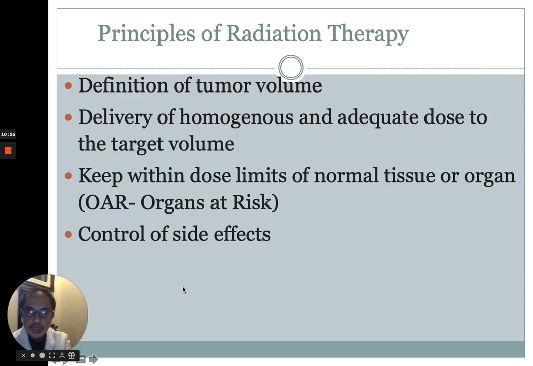So again, we define the tumor volume, we deliver a homogeneous and adequate dose to the target volume, we keep the doses to the normal tissues or organs within their limits because normal tissues would be able to receive radiation and they can tolerate radiation, but we should limit the dose to the normal tissues to the dose limits and control the side effects.